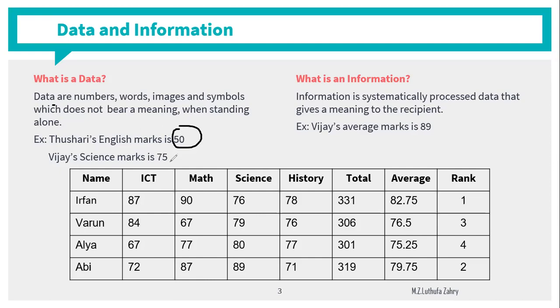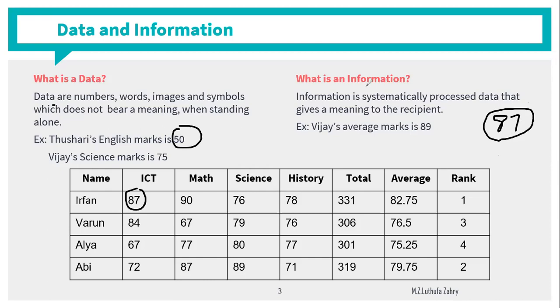Okay, with the English marks of Tushari, we can't process anything, right? If you can't process anything with a given word, number or image, it's called data because it does not bear any meaning. Like just 50 or 87, it can be anything. You won't be able to identify whether it is marks or an age or anything. So that thing which is standing alone and does not give you any meaning is data.